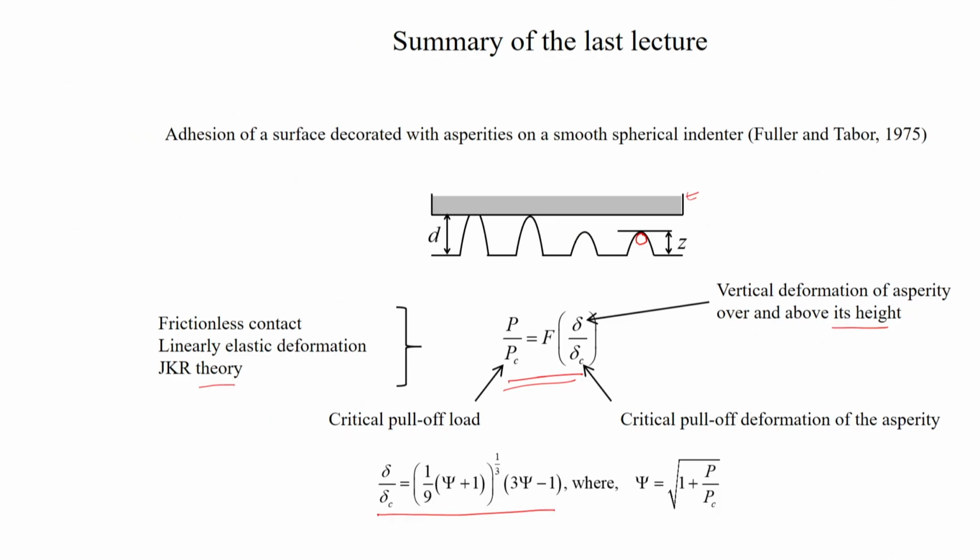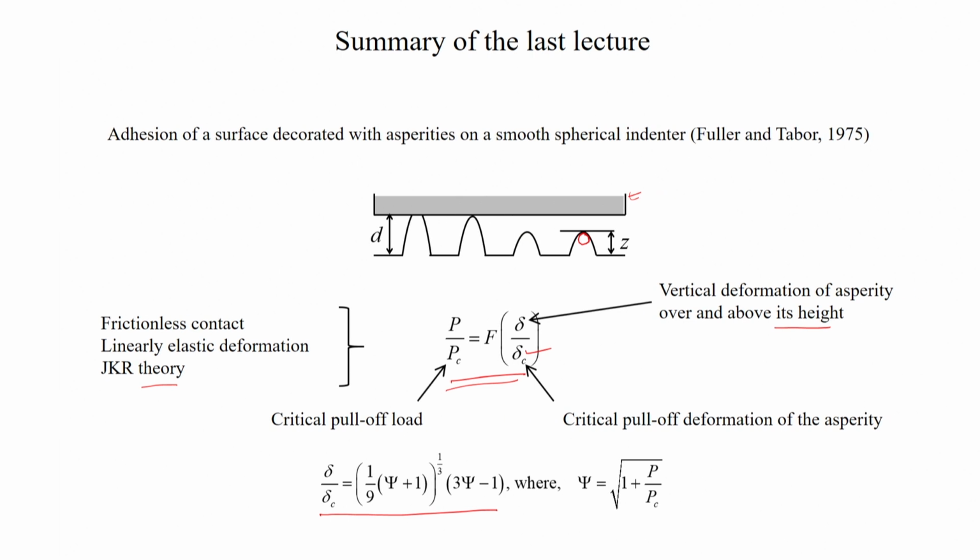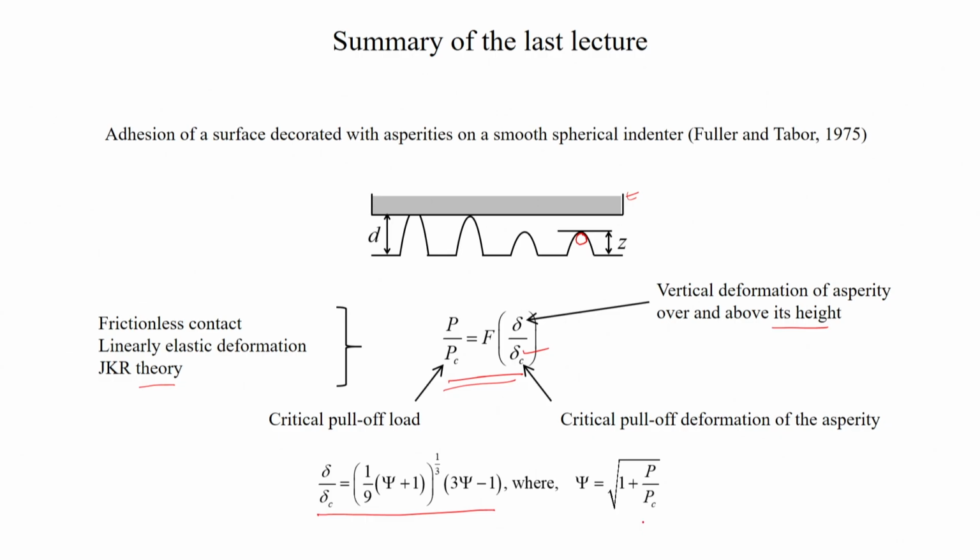So, remember that these asperities have different heights, but their radius of curvature at the tip remains constant. As a result, this delta c, which is a function of the work of adhesion at the surface and the radius of the asperity, the radius of the sphere or the contacting body, and Pc, the critical pull-off load, also depend upon radius and work of adhesion and all that. So, these quantities remain independent of the height of the asperity.